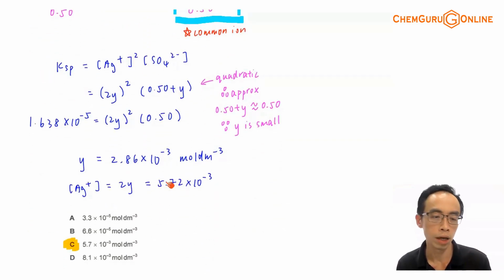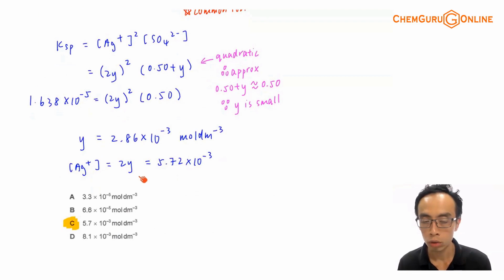Therefore, I need to double this value. Ag plus concentration is 2y, 2 times solubility, basically. It will be 5.72 times 10 to the power of minus 3. So the answer to this question will be option C.